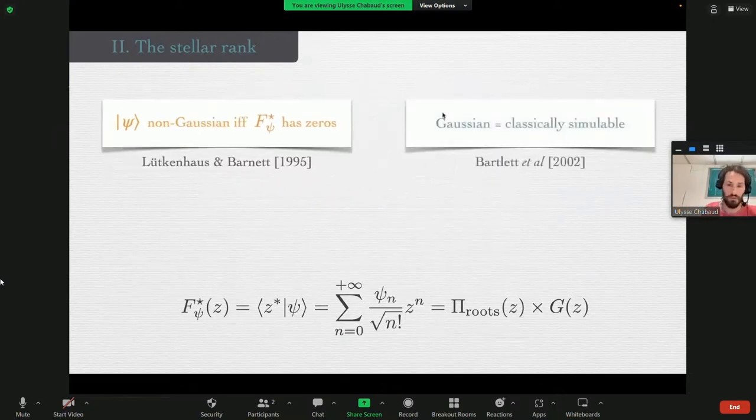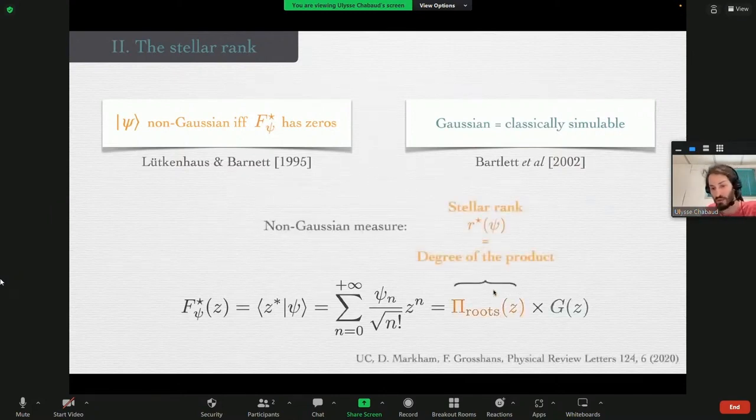And then if you think back at what I said about Gaussian processes being classically simulable, this means this product here that makes your state non-Gaussian encodes, if you wish, the computational capability of your quantum state. And so a very natural thing to do is to actually count the number of zeros here. This is possible, again, because that function behaves like a polynomial. In particular, its set of zeros is discrete. The zeros are isolated from each other. So it makes sense to count them. And the number of zeros, we're just going to name it the stellar rank. And I'm going to explain to you why this is a relevant non-Gaussian measure.